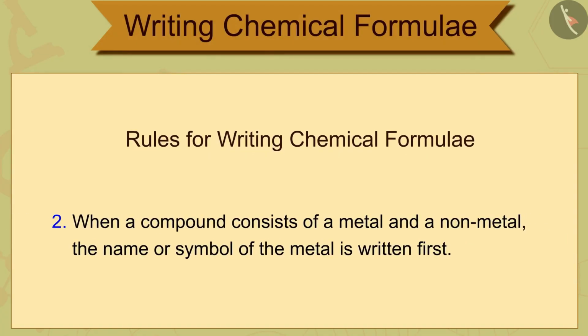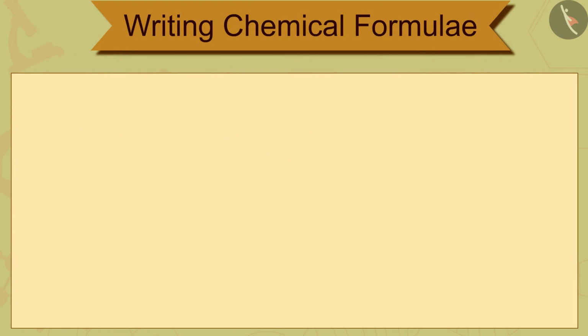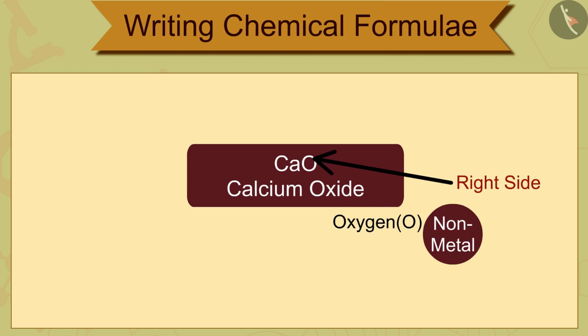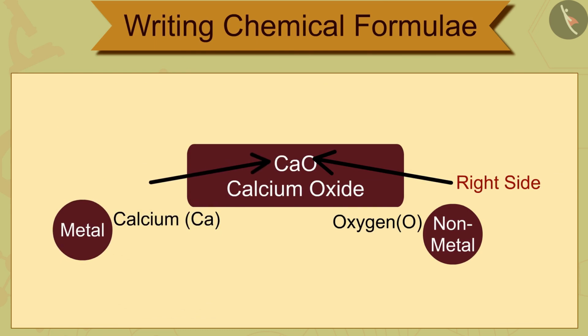2. When a compound consists of a metal and a non-metal, the name or symbol of the metal is written first. For example, calcium oxide, CaO, where oxygen is non-metal and is written on the right, whereas calcium is metal and is written on the left.